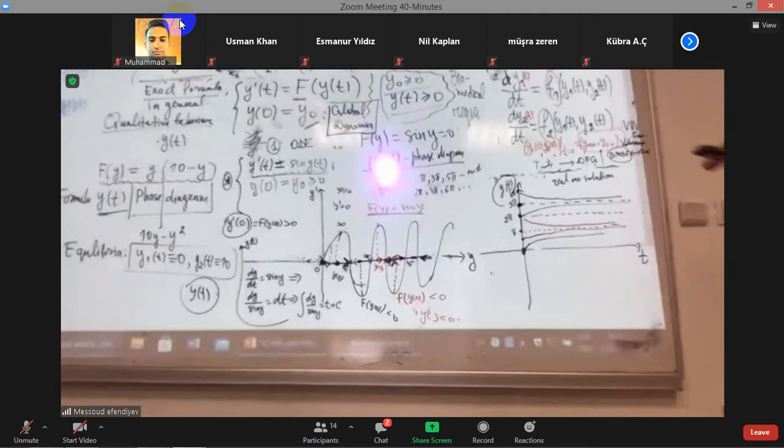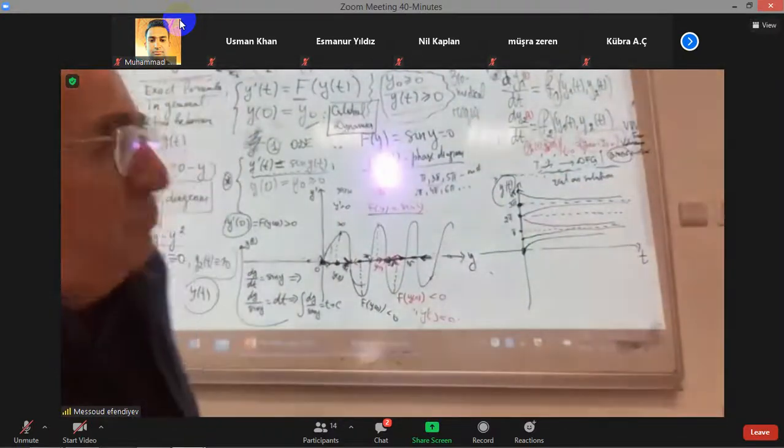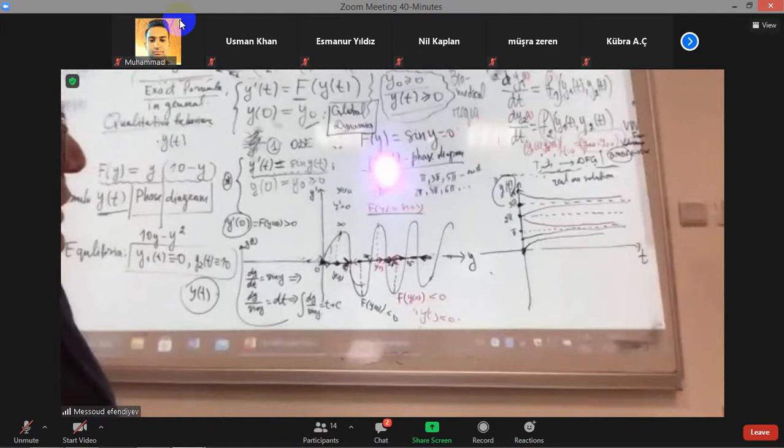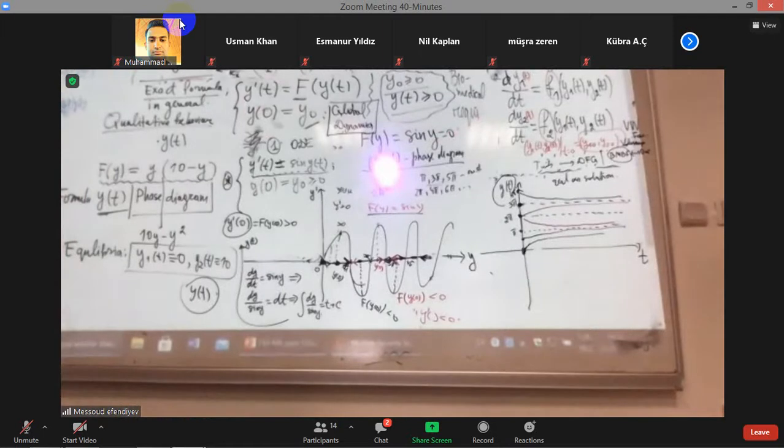And now if f is a sine, then we are looking for equilibrium. Equilibrium will be at zero, pi, two pi, and so on. Now, for example, I gave you the homework, I don't know if you did or not. If somebody solved this equation, y prime is equal to sine of y of t, please look, you can find it in the table of integrals. You can solve this first order differential equation. And I told you how it can be solved, right?